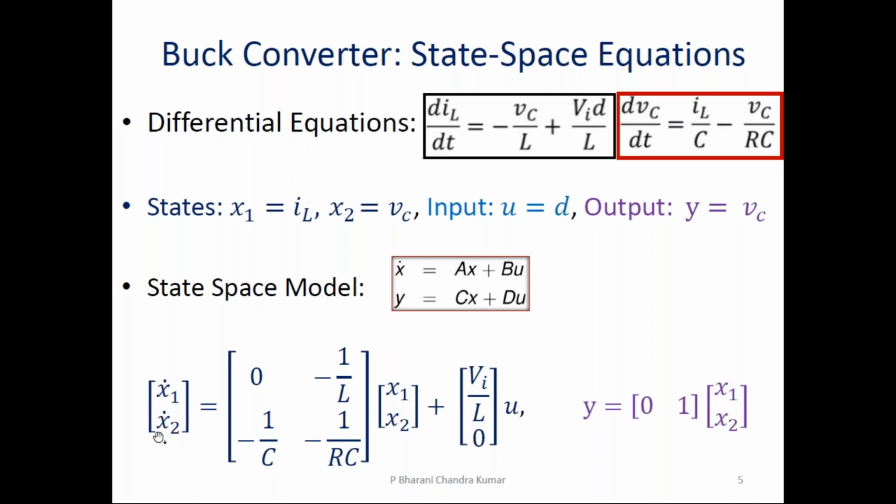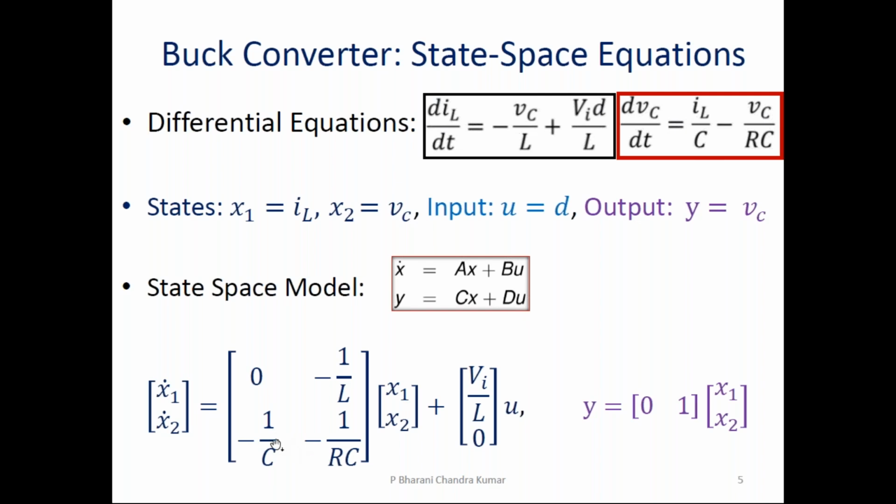The second state derivative x2 dot, that means this one, is 1 by C. Okay, sorry, here there is a typo. This is not minus 1 by C. I think it is 1 by C from this one.